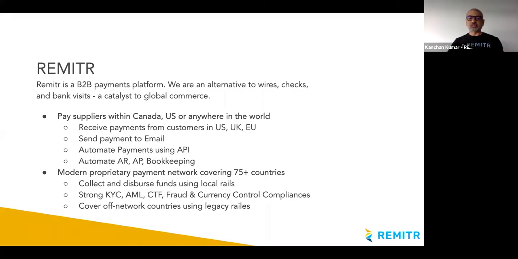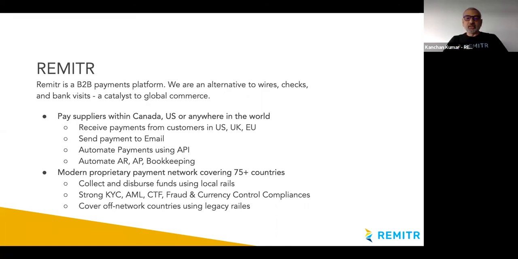We typically service customers in Canada and US to send payments anywhere in the world and to receive payments from customers in US, UK, and Europe. We make it easy for them to send payment to an email, or use API to send payment. For a B2B payment, what is most important for small businesses is automation of payments along with AR, AP, and bookkeeping. So we help merge the two. The payment information which flows is rich, and it helps customers reconcile automatically. We have built a proprietary payment network which covers 75 plus countries to collect and disburse funds using local rails.